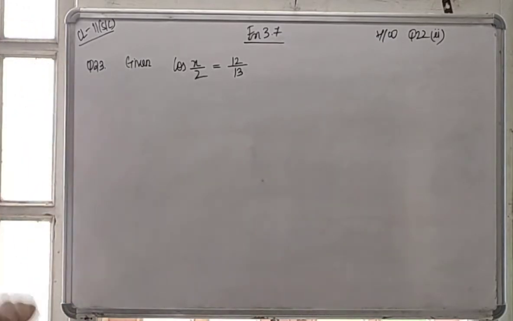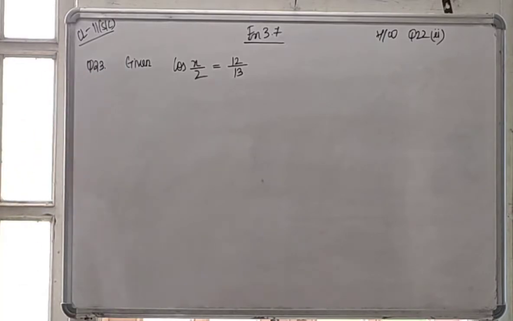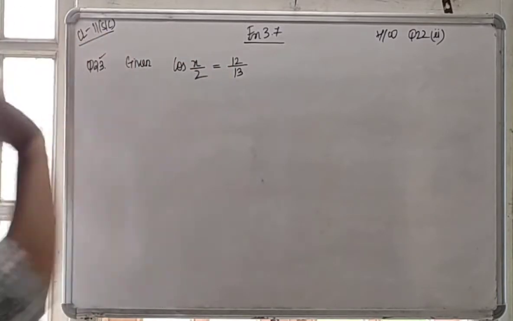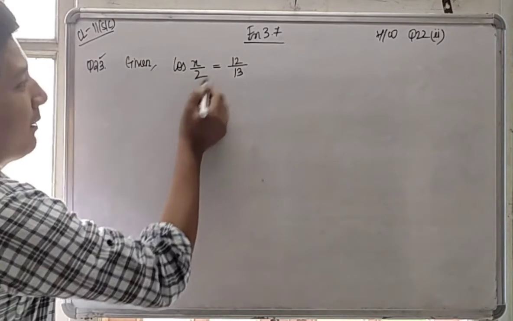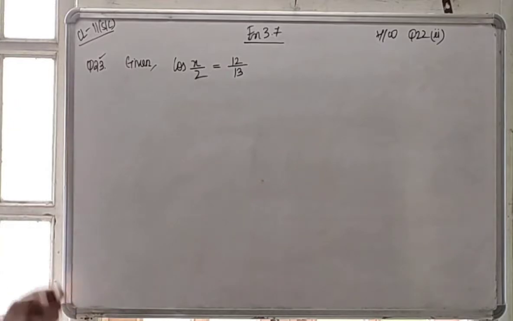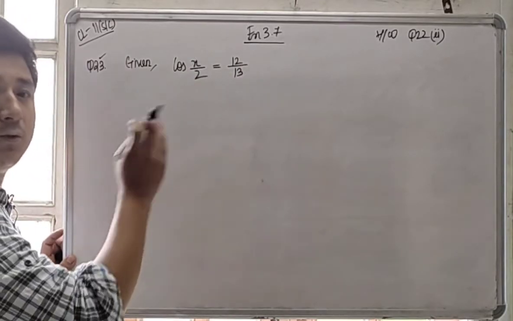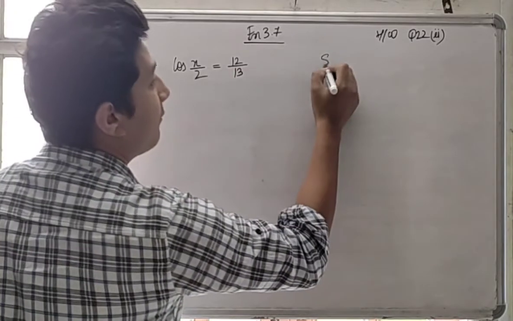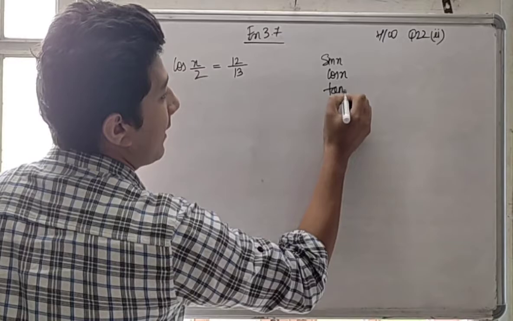The next one I'm moving to is number 23. We will be doing only till 23 from this exercise, and in fact we will be doing only till exercise 3.7, so this is the last exercise from trigonometry, and the last sum will be 23, right? The question is: given cos x by 2 is 12 by 13, you need to find sin x, cos x and tan x.